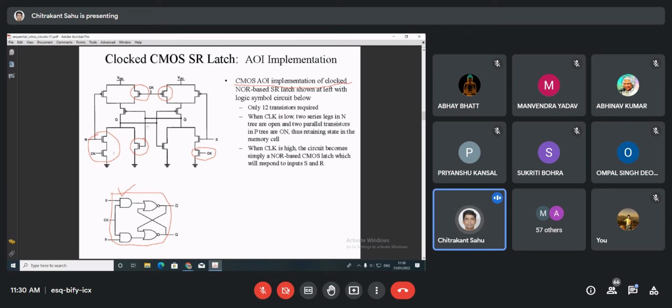Okay, so you can see here that this particular circuit can be used as a clocked CMOS SR latch implementation, that is called AOI implementation. So this is AND and this is OR. Okay, and then in this fashion we always get the complementary information, so that is why it is called invert. So the AOI implementation is the optimized one, right?